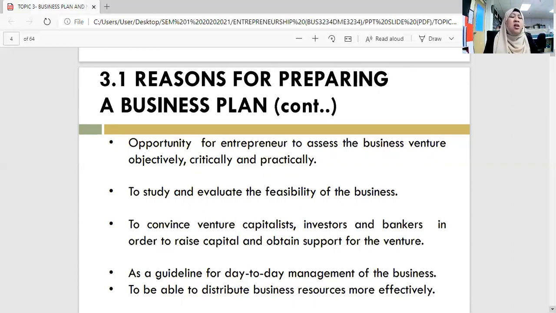And then the third one, to convince the venture capitalists, investors, and the bankers in order to raise capital and obtain support for the venture. When we're talking about convincing here, it's not easy to convince people when it comes to money, right? So that's why we need what we call a business proposal.